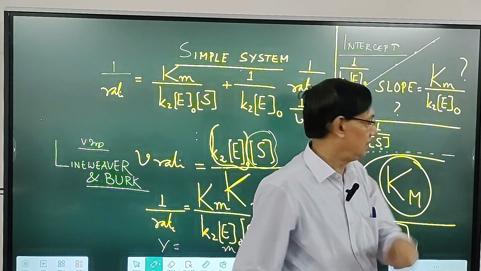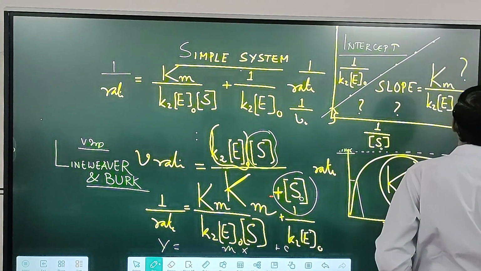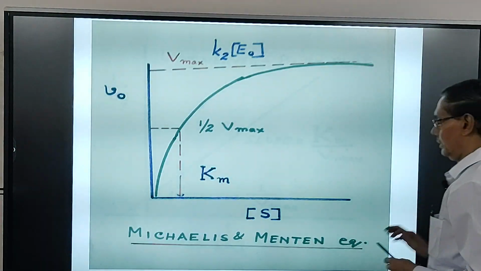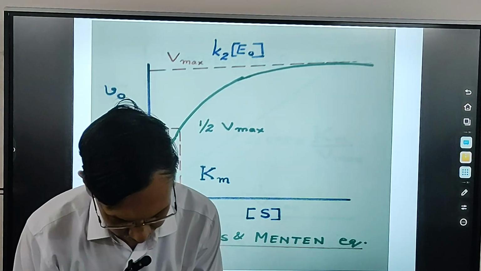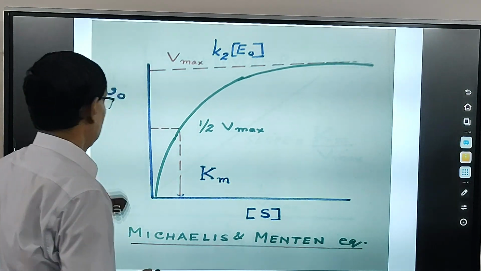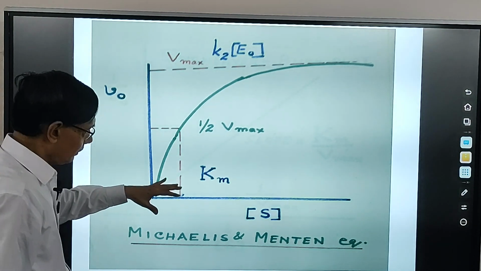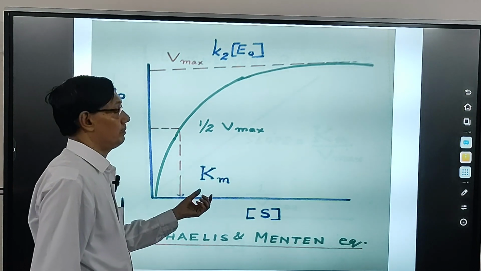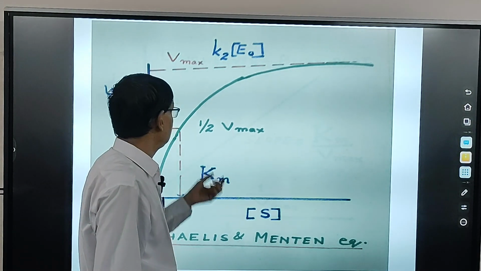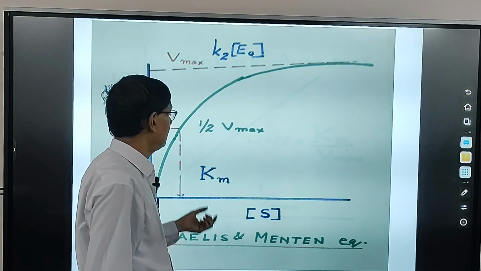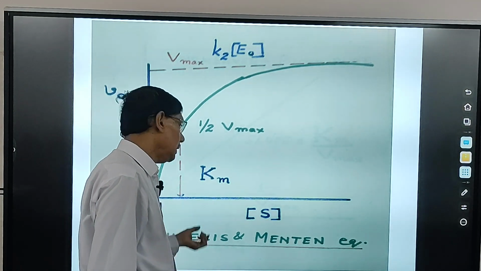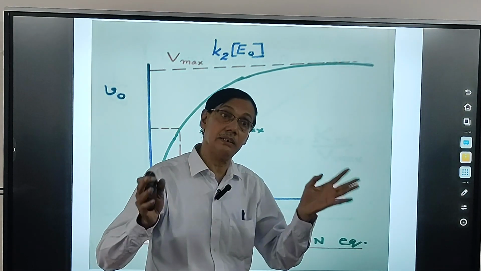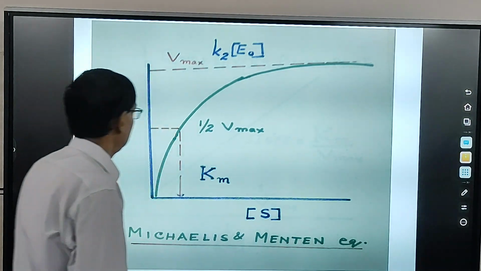So just division. Anyway, now let me just see the slope divided by intercept. I'll give one question, then I'll discuss these things. Basically what happened, although I am not saying that with the help of Michaelis-Menten equation one cannot determine the Km, but precise determination of Km can only be done with the help of Lineweaver-Burk plot, and there are other plots also. I'll explain step by step.